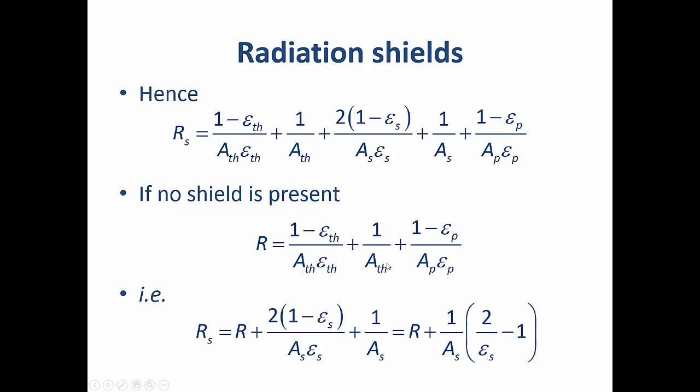And then in the line below, I've shown you the equation I derived last time for when there was no shield present. And by inspection, we can see that the first term is the same in both cases, the second term is the same in both cases, the last term is the same in both cases. So essentially the difference between these two equations are these two terms. And that's why I've written the final result here as RS being equal to R, i.e. all of this, plus those two additional terms. And then I've just rearranged that very slightly to get this final result shown here.